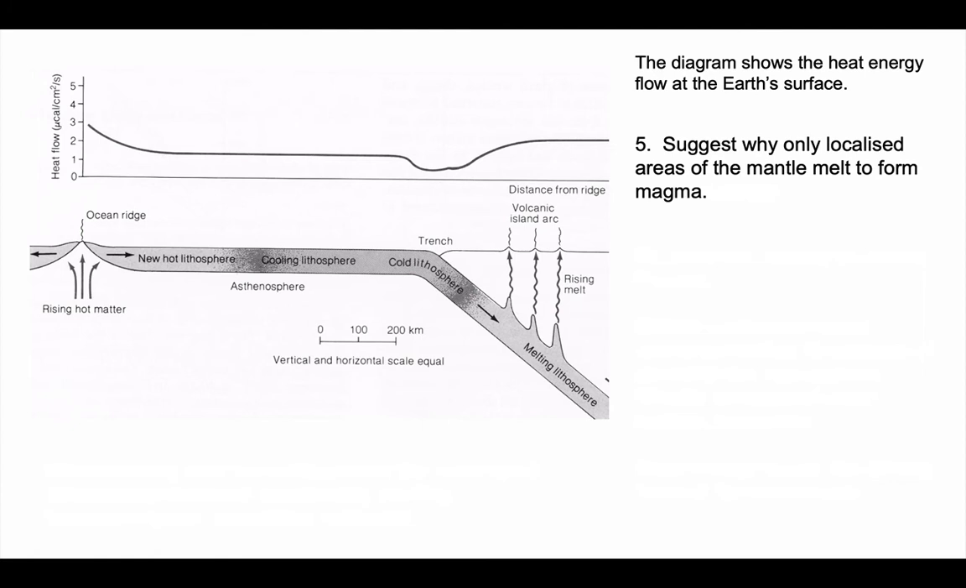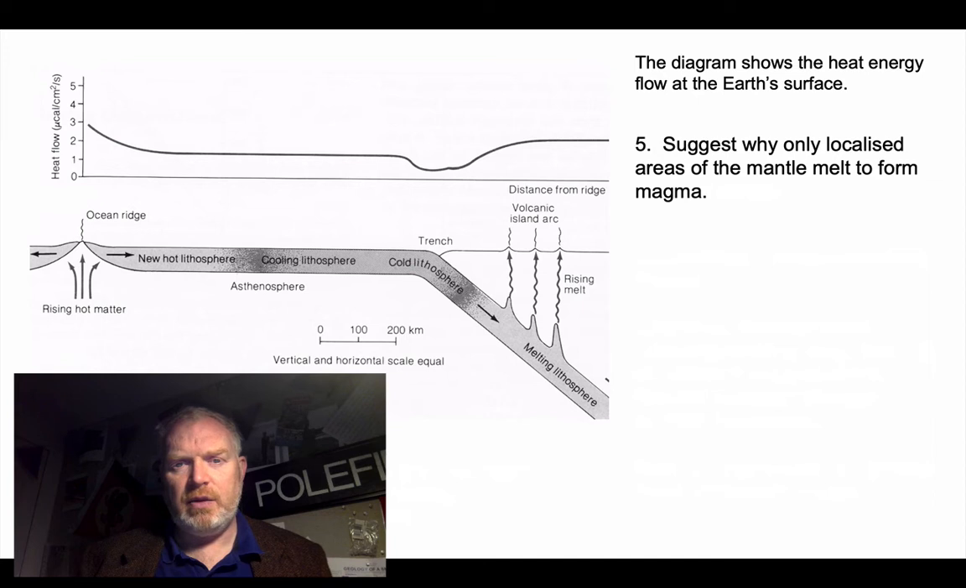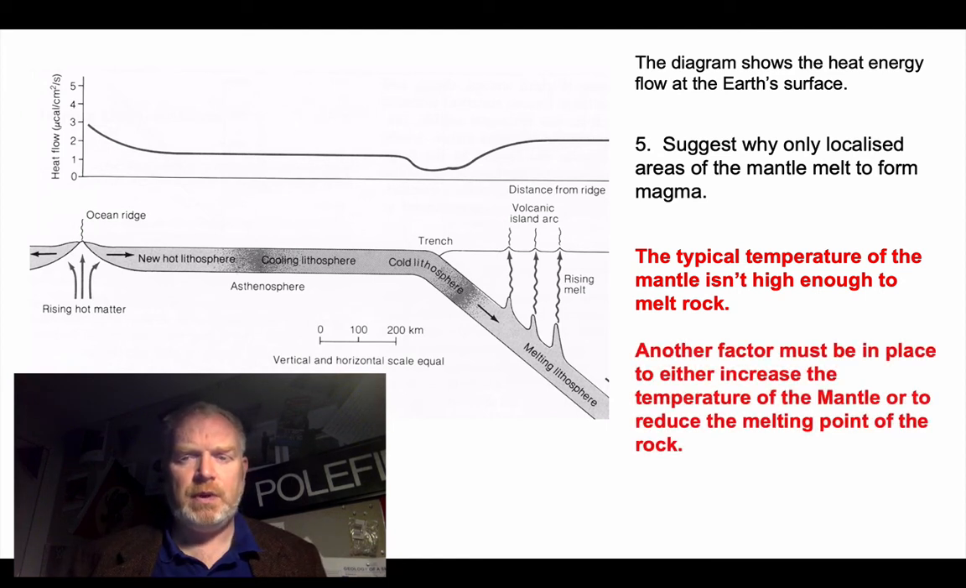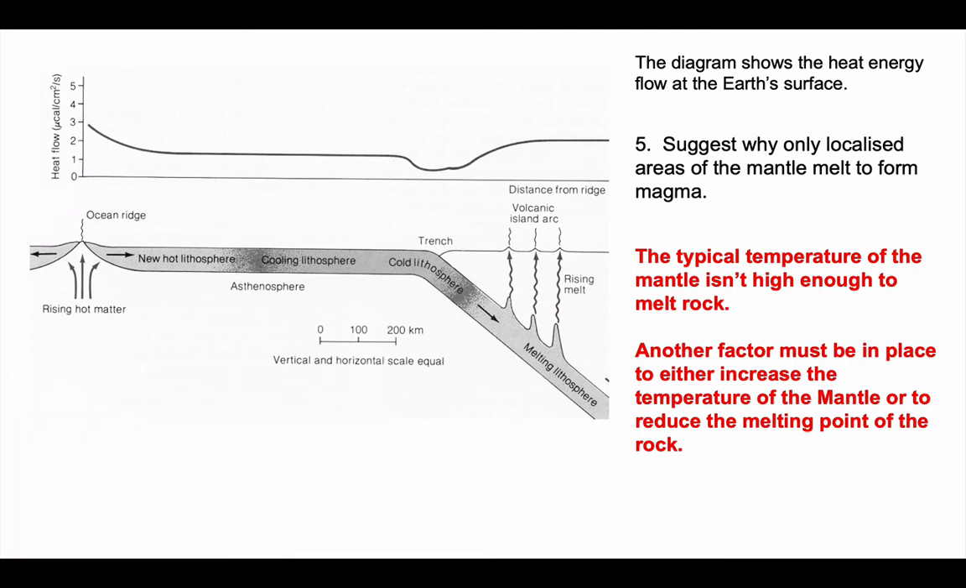Finally then, to lead us on to work we're going to be doing in a week or two's time, we only have localised areas of the mantle melting. Now, in general, the temperature of the mantle isn't high enough to melt rock. We've seen that in the lesson that you did on the geothermal gradient. So something has to change, something has to be different for rock to melt. And it's going to be one of two things. It's either got to be something that's going to increase the temperature of the mantle locally, or something that's introduced to the mantle that might lower the melting temperature of the rock material that's there.